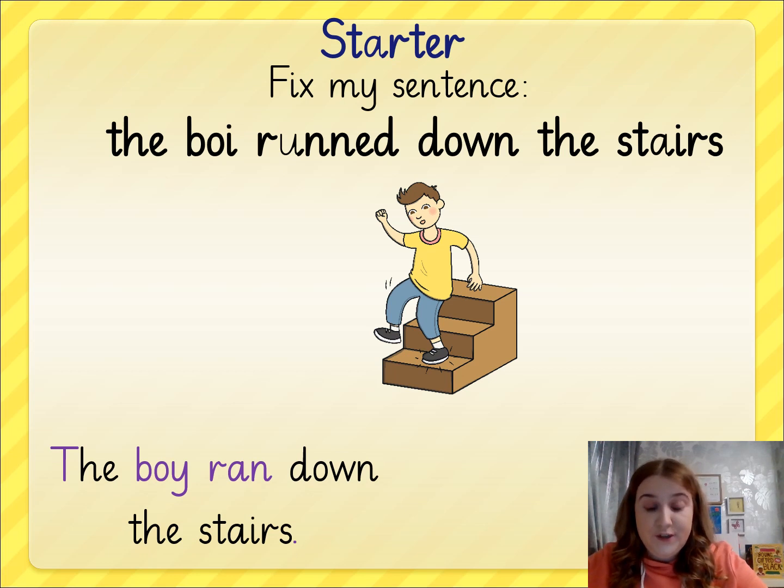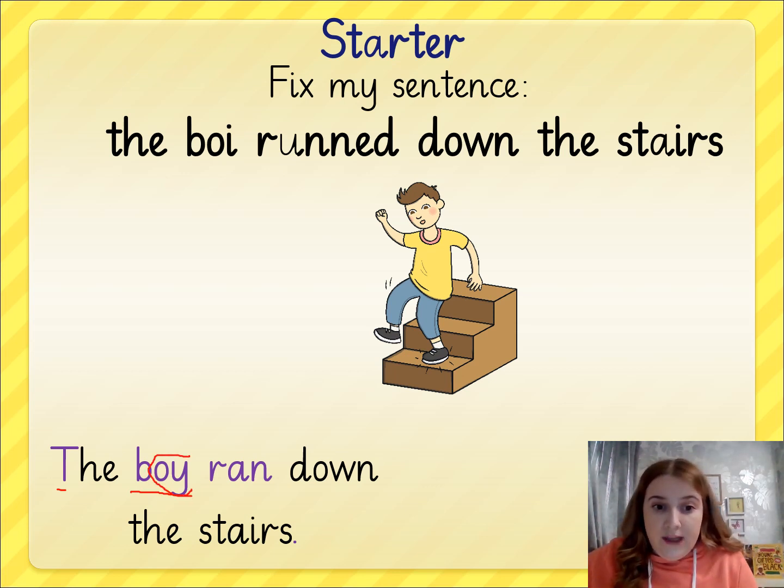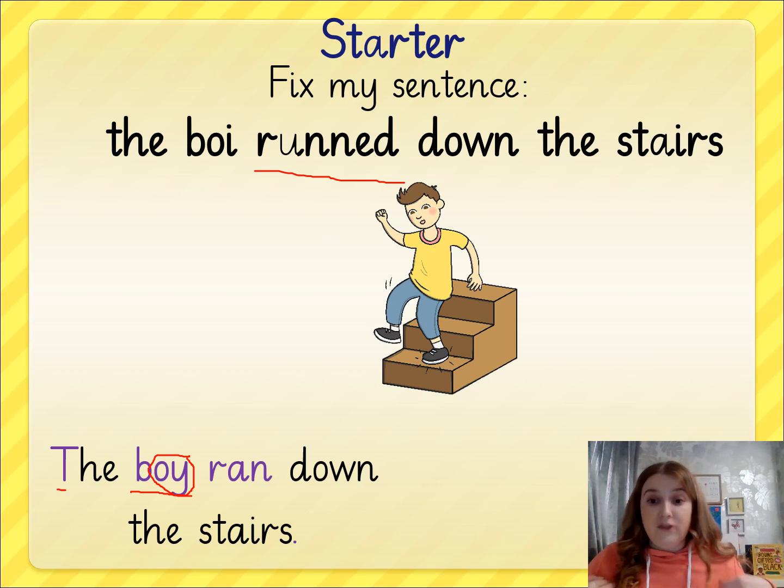Okay, hopefully you've spotted all 4 of my silly mistakes. The first mistake was that this sentence should have started with a capital letter, and it didn't. The second mistake was the spelling of the word boy. It should have been oi, toy to enjoy. And you should have spotted that if the verb was to run, and in the past tense I've written runned, that wasn't right. It should have been ran, showing that it happened yesterday or whenever. And then the final mistake should have been that I needed a full stop at the end. Check that against yours now and let's see if you've got that right. Well done everybody for doing a great job.